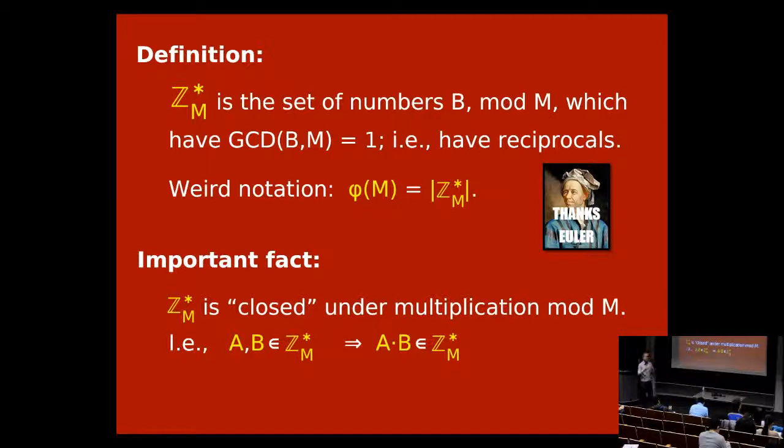If you just collect up all the numbers that have an inverse together and call them Zm star, this thing is closed under multiplication, which means if you take two of these numbers that have inverses and multiply them together mod m, that thing also has an inverse. Can somebody say why that is?